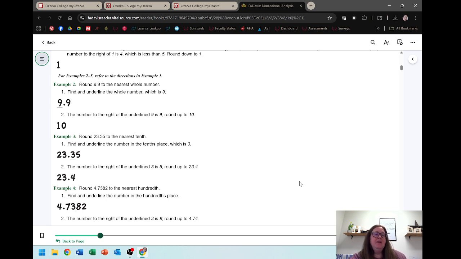Example 3. Round 23 and 35 hundredths to the nearest tenth. So I'm going to underline the tenth place. In this case, it's 3. Look to the number to the right of it. It is 5. So since it's 5 or greater, we're going to round up. So that 3 in the tenth place becomes a 4, and our final answer would be 23.4 for rounding to the nearest tenth.